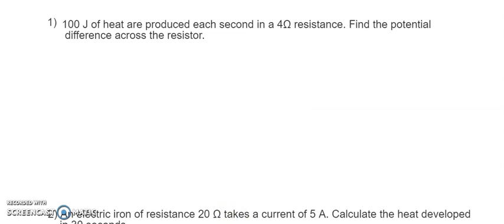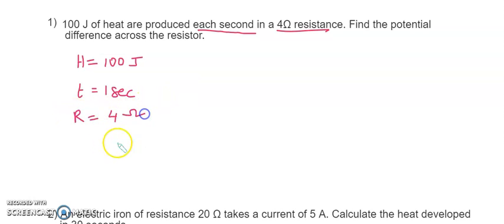Now 100 joules of energy, so H is given to be 100. You can say H or you can say E, both are the same, heat energy or energy. For each second, so time is equal to 1 second, and the resistance R is 4 ohm. We have to find the potential difference, that is V. One thing you can do is use the direct formula, put in the values and get the answer.